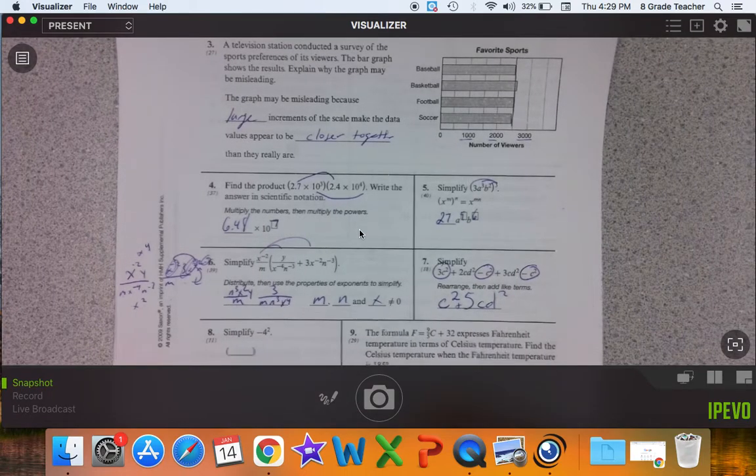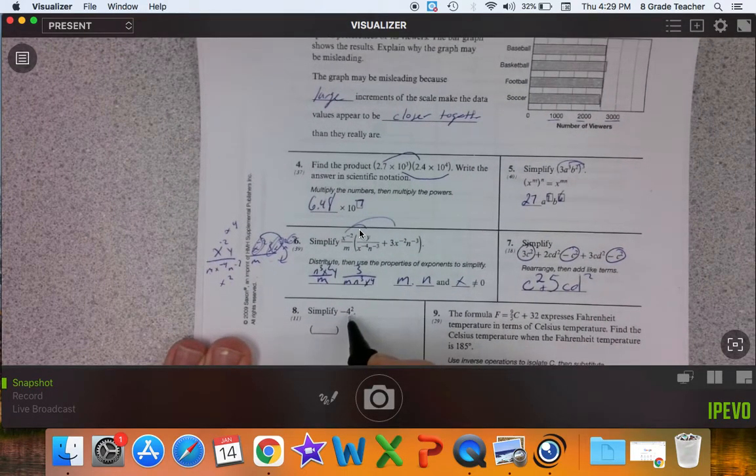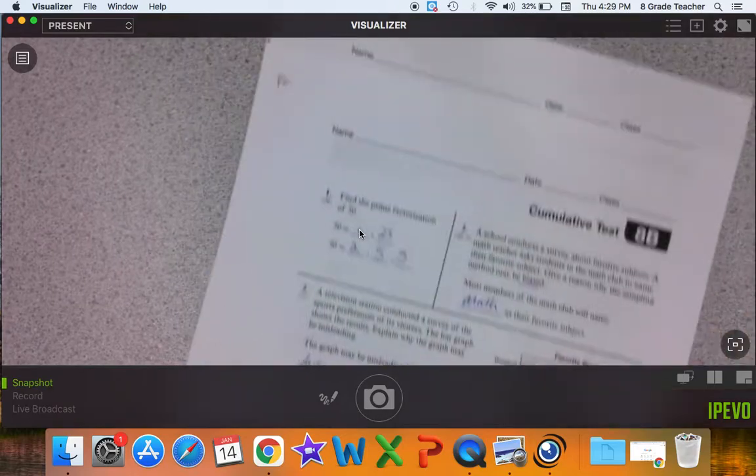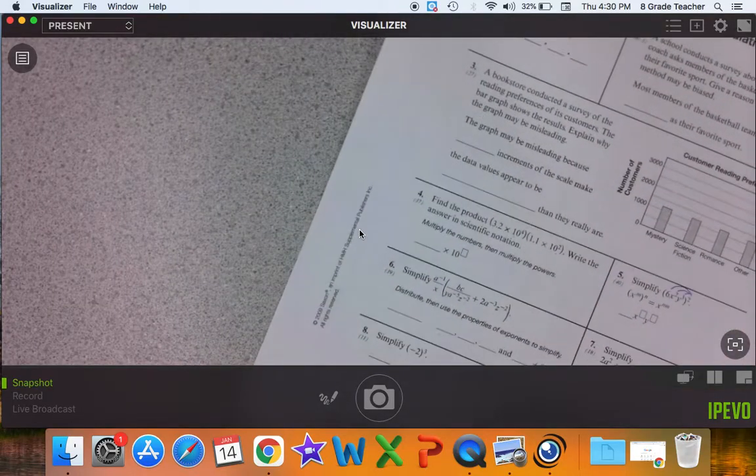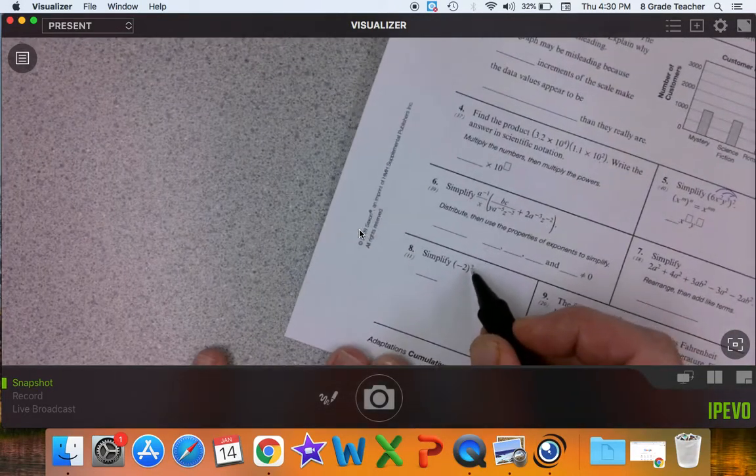Number 8, simplify negative 4 squared. Notice the parentheses is not around that negative 4, so the negative does not apply in this case. So you'd have 4 squared, 4 times 4 is 16, plus a negative would give you negative 16. Notice how on the test the negative is included in that parenthesis, and you would multiply that negative each time.